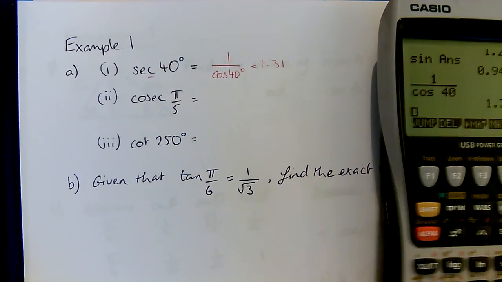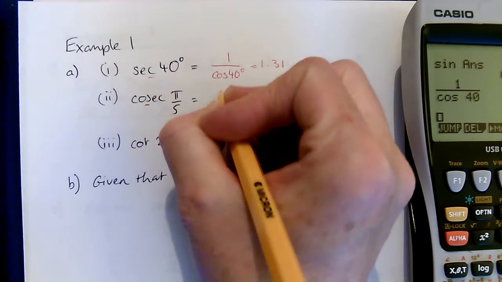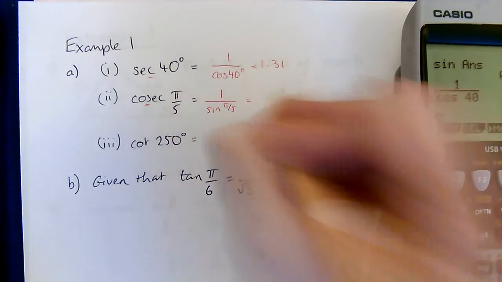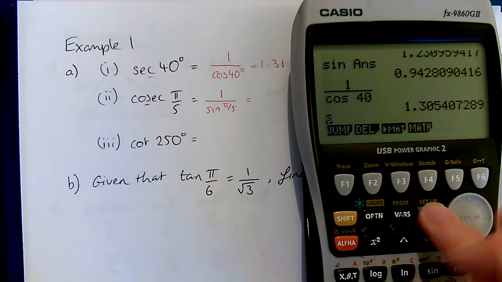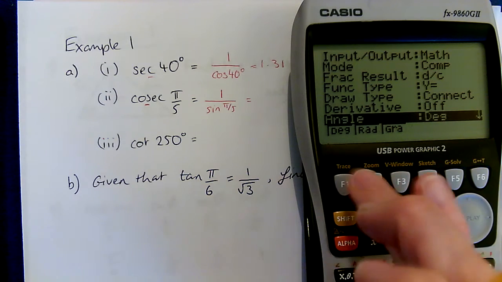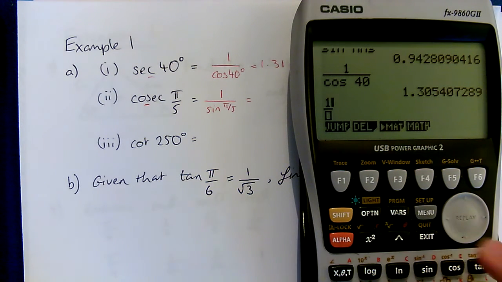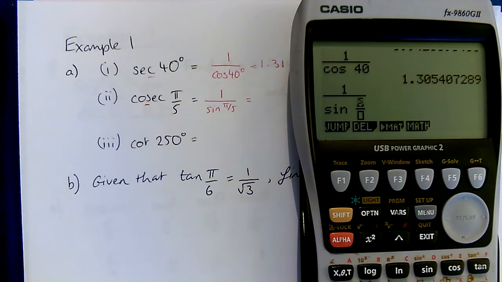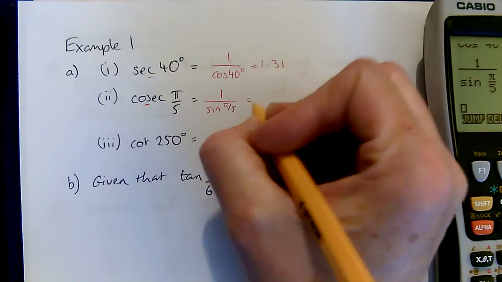Okay, right, let's look at cosec of pi over 5. We look at the third letter. That reminds us we have 1 over sine pi over 5. So I need to be back in radians for this one. So we go to setup and we change back over to radians, and we do 1 over sine of, and then again a fraction, pi over 5. And that gives us 1.70.